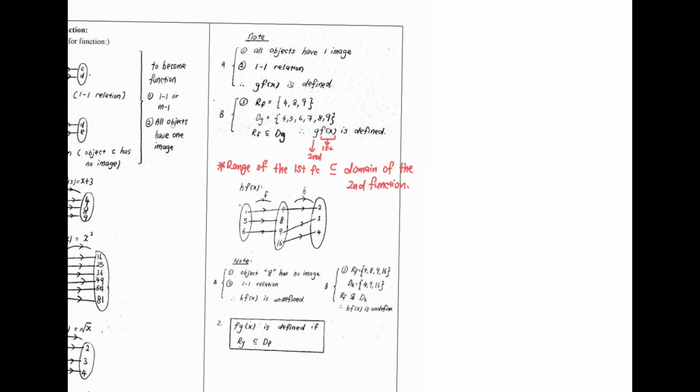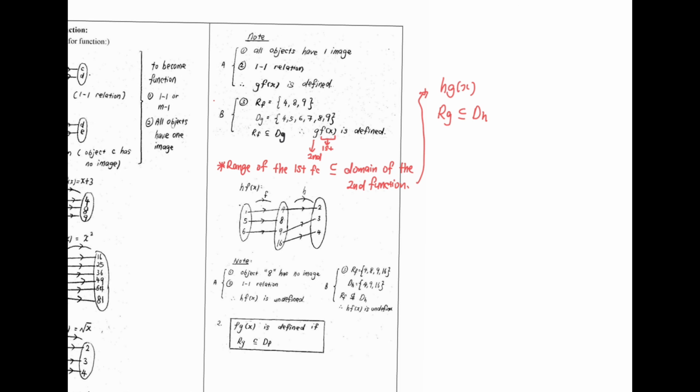Let's take a quick practice here. If I have h(g(x)), what is the condition to make the composite function defined? Range of g is a subset of or equal to the domain of h. So you get the idea, no? Range of the first function. The first function is here, right? So the range of the first function is a subset of or equal to the domain of the second function. If they can fulfill this, then it is defined.